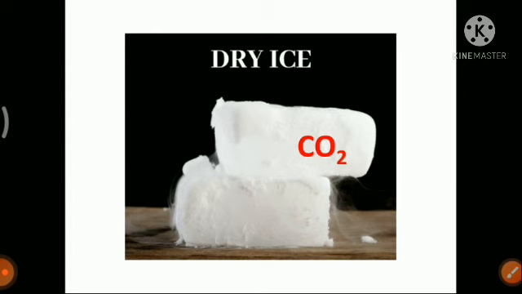But what happens when carbon dioxide is solidified? It is converted into solid. We get dry ice. So this dry ice is almost similar to the ice that we generally find, but it is the solid form of carbon dioxide. It is generally used for cooling purposes because its temperature is very low.